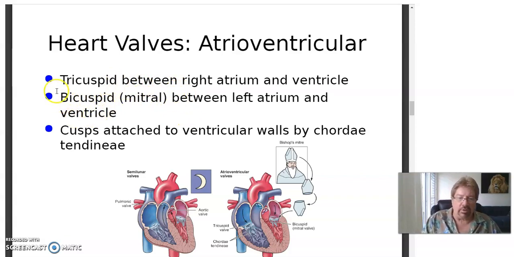Now this is an example. I'm going to put the word mitral here and bicuspid here. Why? Because it's a million times more common for it to be called mitral. Why don't the authors do that?